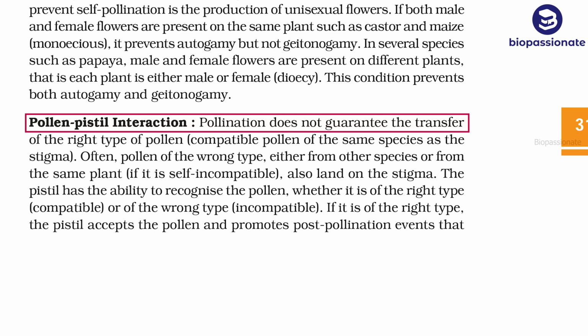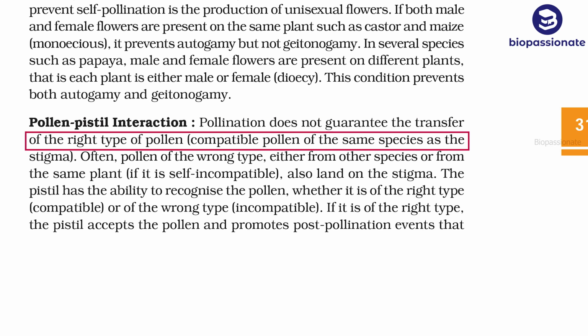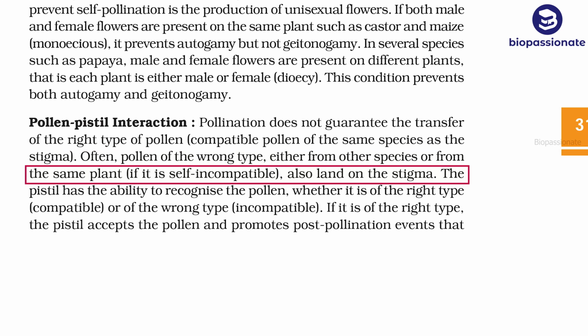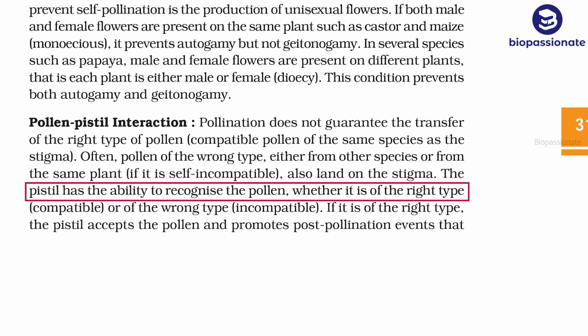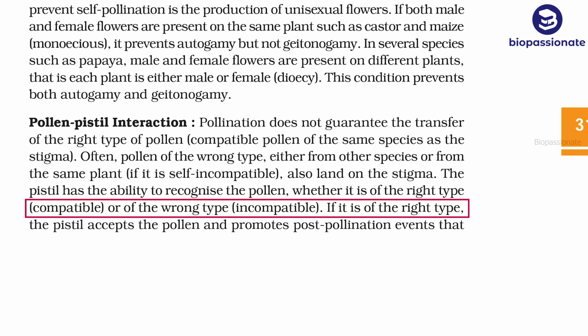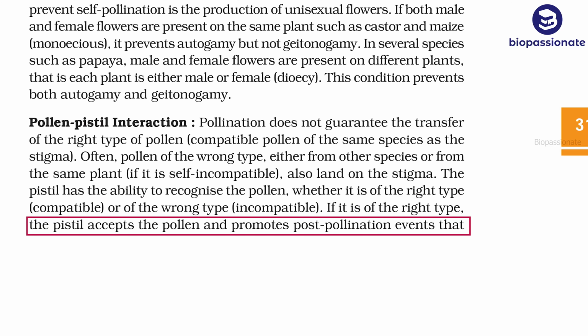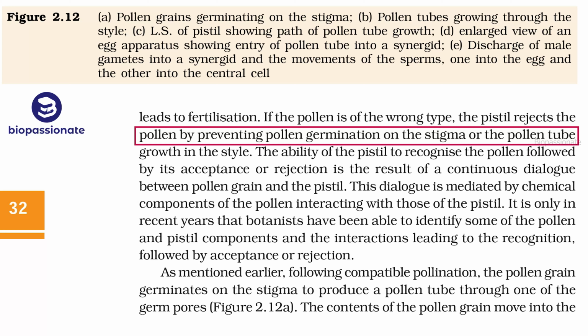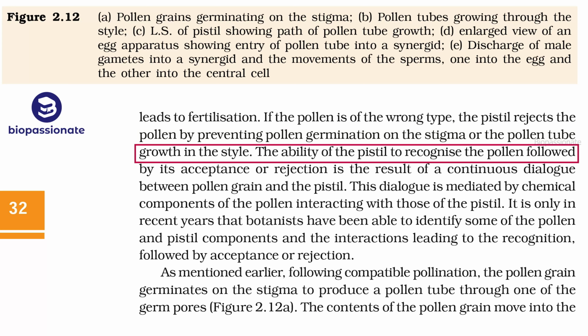Pollen-pistil interaction. Pollination does not guarantee the transfer of the right type of pollen, compatible pollen of the same species as the stigma. Often, pollen of the wrong type, either from other species or from the same plant, if it is self-incompatible, also lands on the stigma. The pistil has the ability to recognize the pollen, whether it is of the right type, compatible, or of the wrong type, incompatible. If it is of the right type, the pistil accepts the pollen and promotes post-pollination events that lead to fertilization. If the pollen is of the wrong type, the pistil rejects the pollen by preventing pollen germination on the stigma or the pollen tube growth in the style.